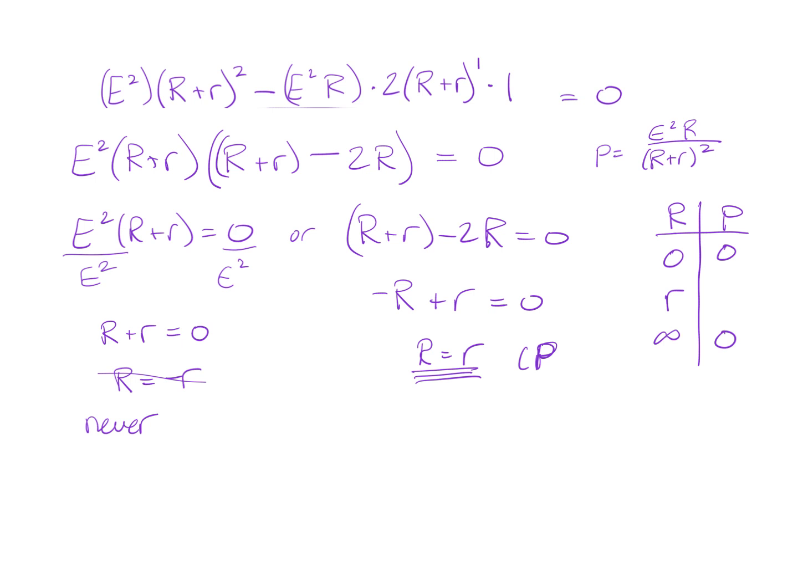And then if you put in little r for big R, you get E squared little r over 2r squared, which is 4r squared. And that would simplify to E squared over 4r. So let me simplify that. E squared over 4r. And that is a positive value, so that is our max. So max power when big R equals little r.